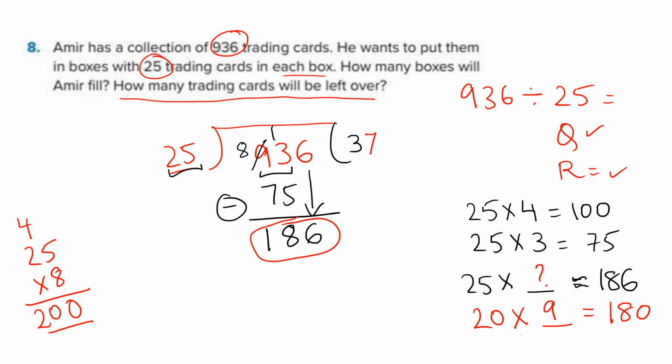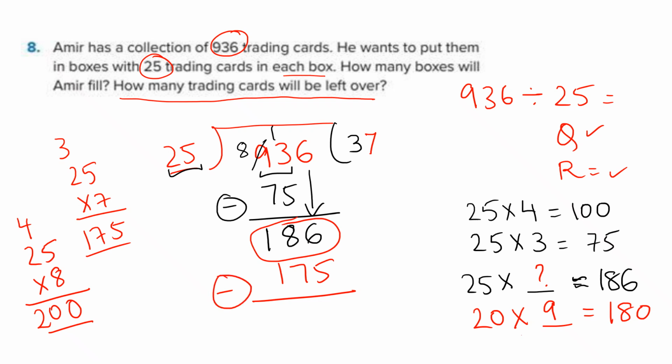Okay. So now 25 multiplied with 7. Let's see what we get. 7 5s are 35. 7 multiplied with 2, 14, 15, 16, 17. So 175. Yeah, that's a close number. So I will say 25 multiplied with 7, that's 175. Now let's subtract these two. So 186 minus 175.